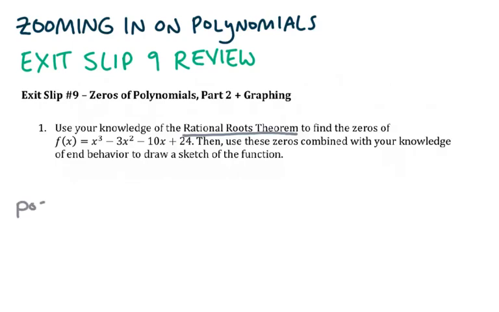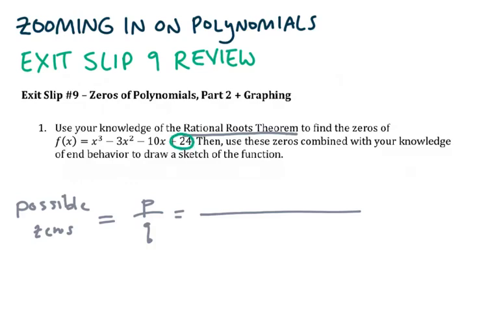So let's begin the problem by listing out our possible zeros, and then we'll use synthetic division to try out those possible zeros until we find zeros that actually work. So we're familiar with this P over Q idea, where P will involve factors of the constant term in the polynomial. So in our case here, we've got 24. So factors of 24 would be 1, 2, 3, 4, there's kind of a lot, right? 6, 8, 12, and 24.